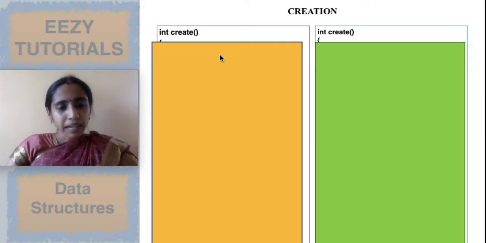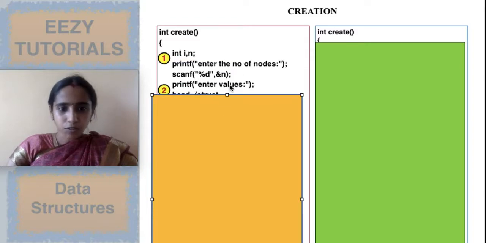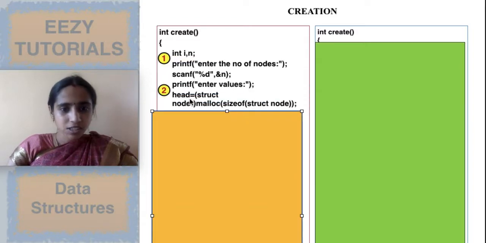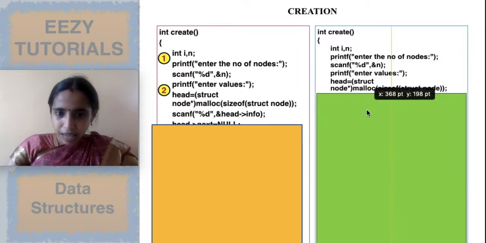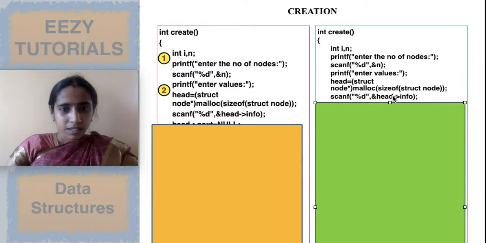First, you'll be getting the number of nodes as the input: enter the number of nodes. Then you'll be creating the first node, head. You'll ask the user to enter the value. The first node will be head's information, so you are scanning head's information. You are creating the head node, that is, you are allocating memory for the head node. So head is equal to struct node star malloc size of struct node. If you do so, memory will be allocated for head. Then you will be scanning the information part. Up to this, you will follow the same code in the circular linked list also.